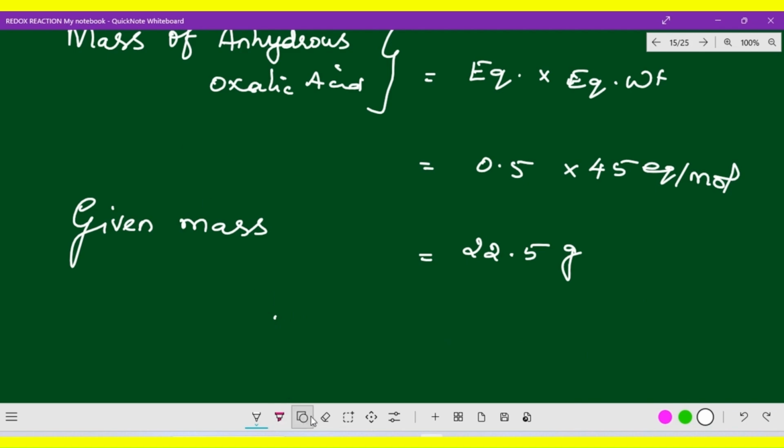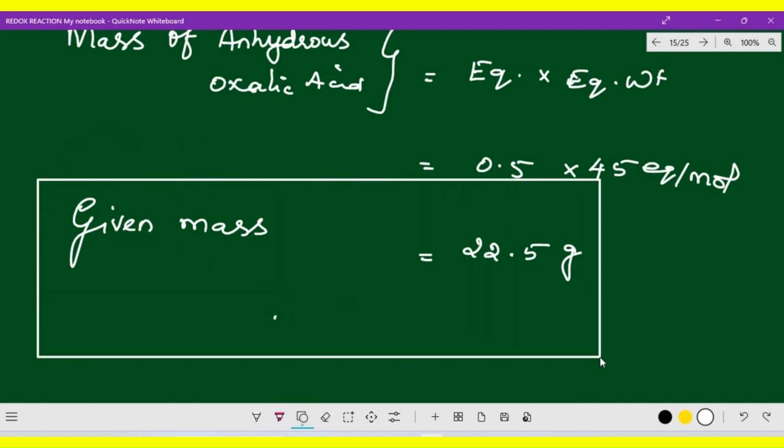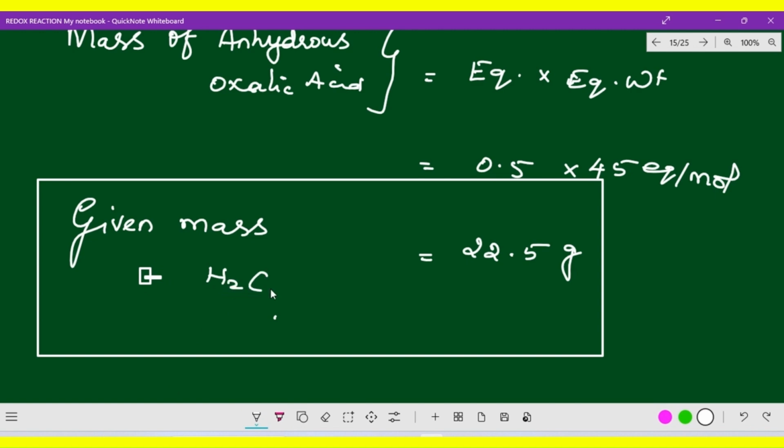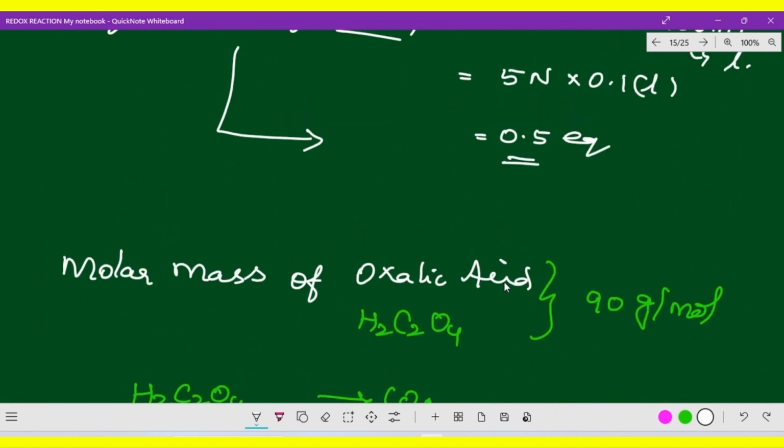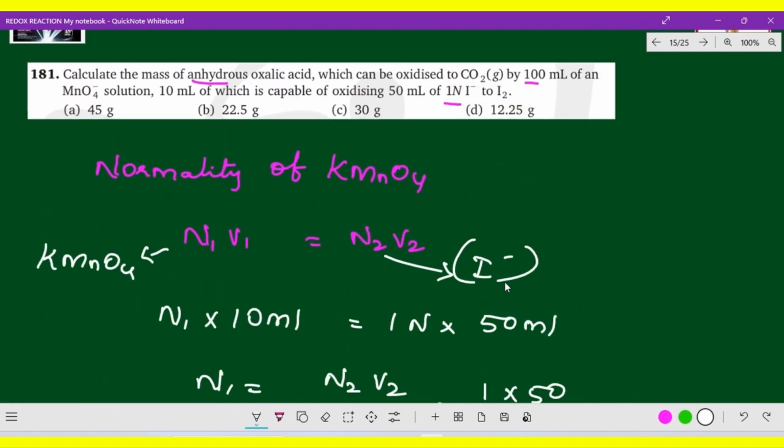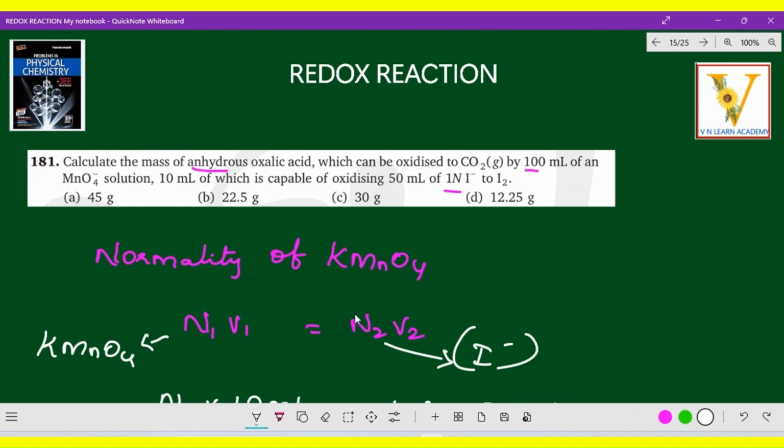So here I just bring that point for you to remember. So this is the answer. So 22.5 gram, that is the given mass of oxalic acid, H2C2O4. So H2C2O4, right? Come on, let us check the answer here. This is the point, right? So 22.5 gram of anhydrous oxalic acid. Yes, we got the answer. Option B is the correct option. See here, option B is the correct option. Here is the answer.